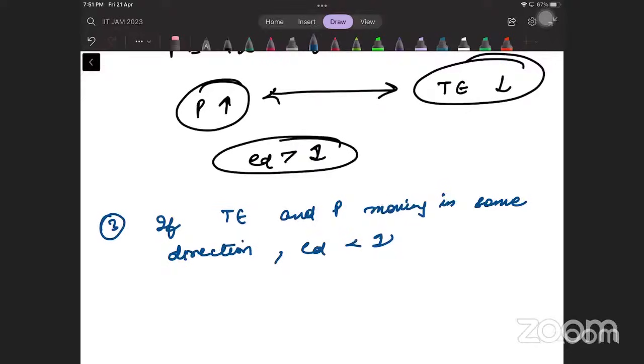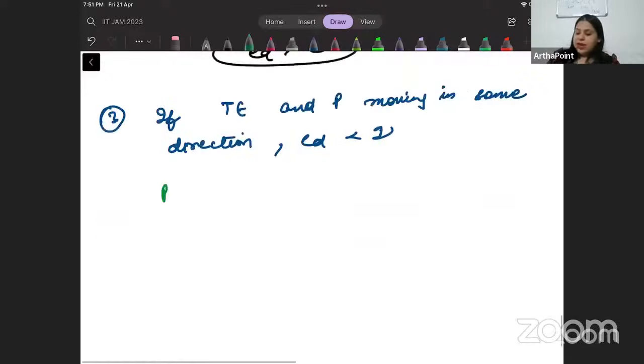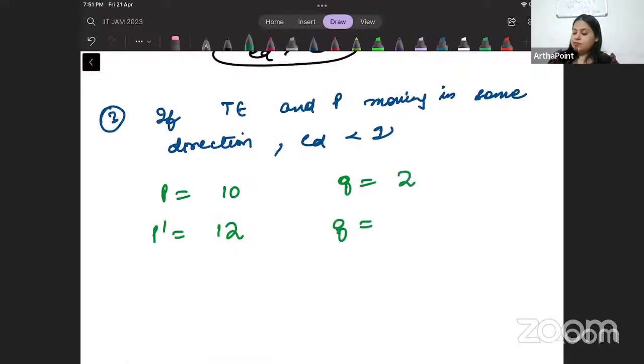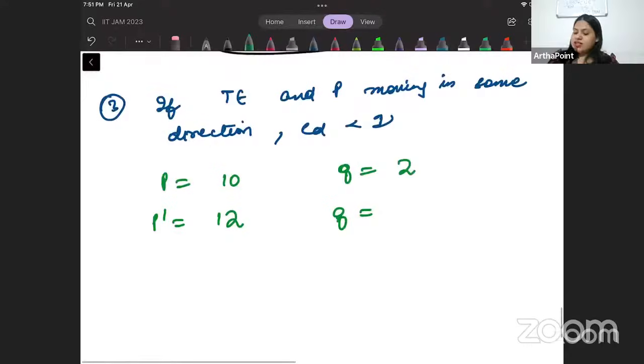Okay, beta, now let's write down the example together. So we are going to say that price is 10, price changes to 12, quantity I was demanding 2. Let's say price changes to 20. Quantity I was demanding 2, now I am demanding half.